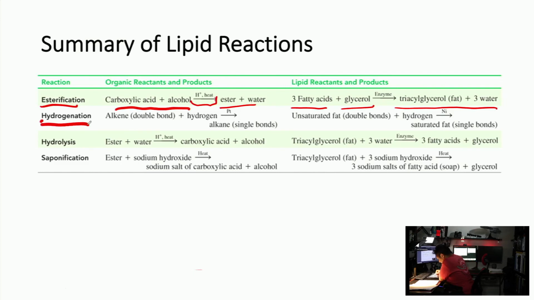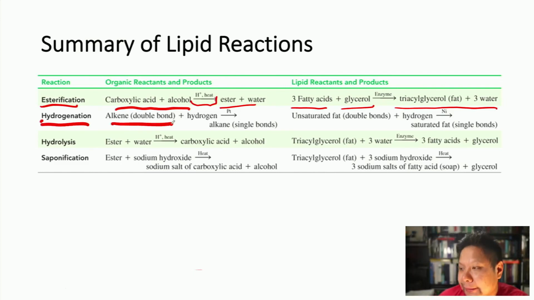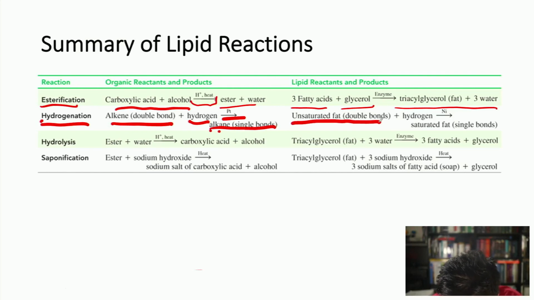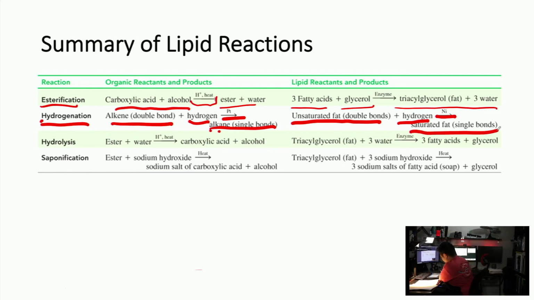Then in a hydrogenation reaction, we have a double bond alkene in the fatty acid, right? One of our unsaturated fats, with hydrogen and a metal catalyst. In this case, it's a platinum, right? And you'll get a single bond. And the same thing can happen in fats. An unsaturated fat with double bonds plus some hydrogen gas in the presence of nickel catalyst gives you a saturated fat with single bonds, right?